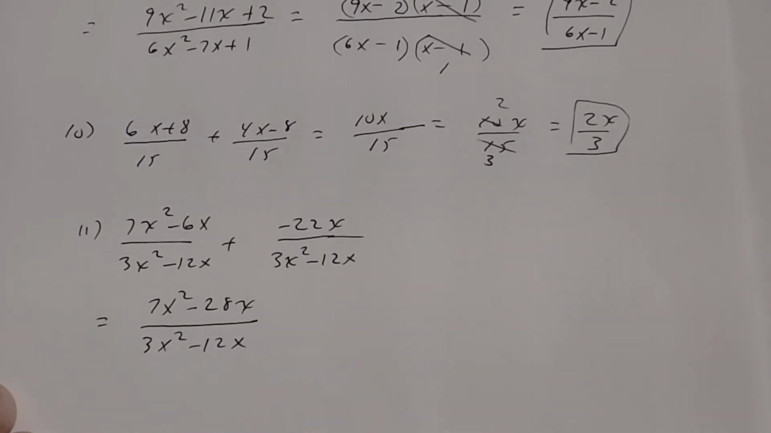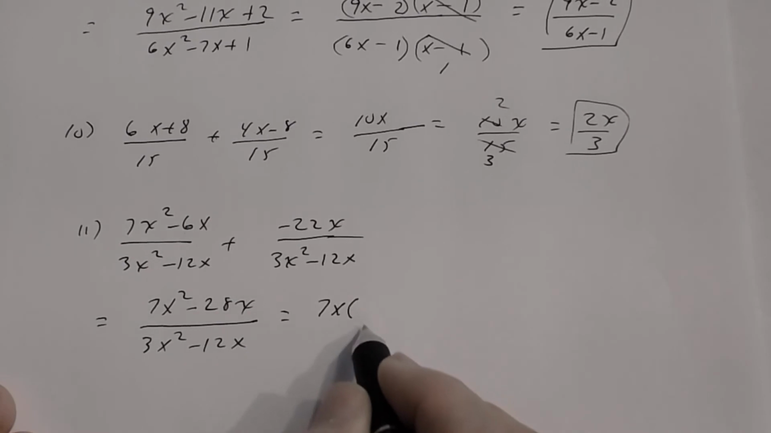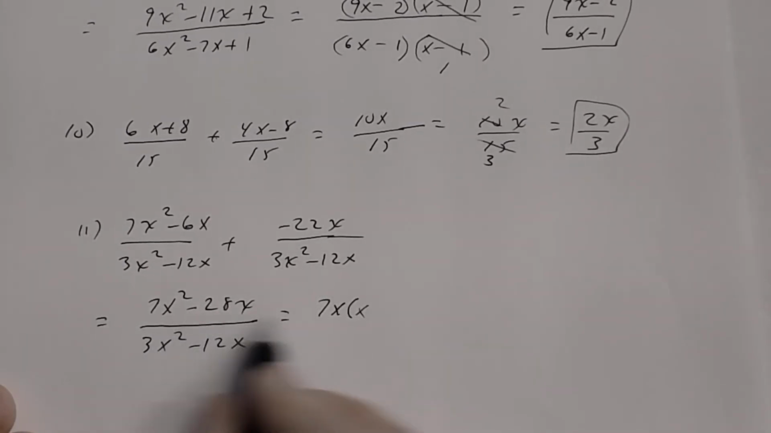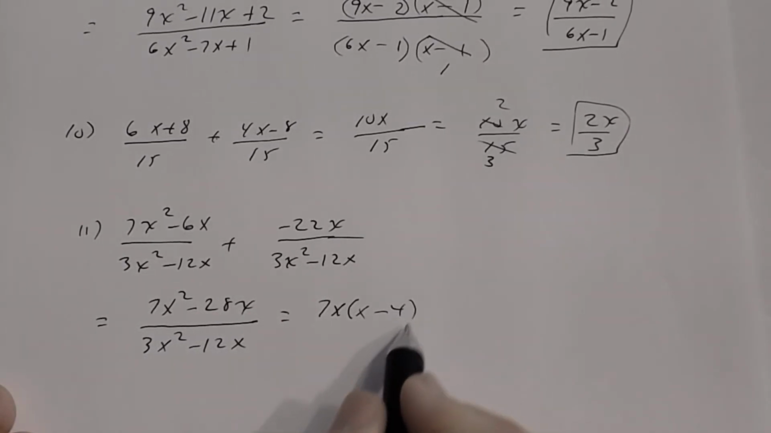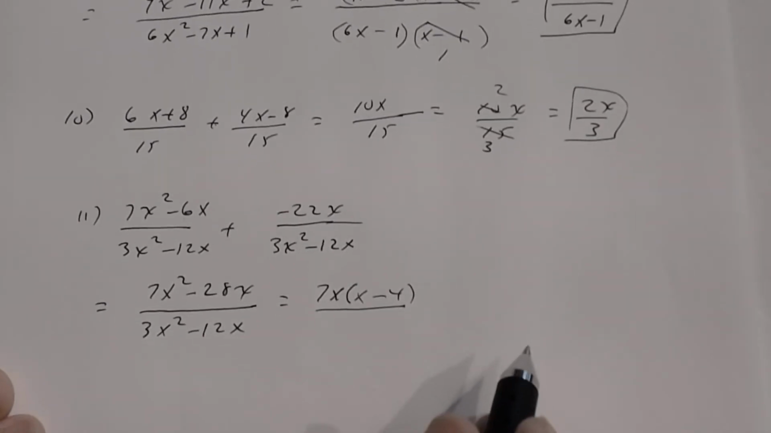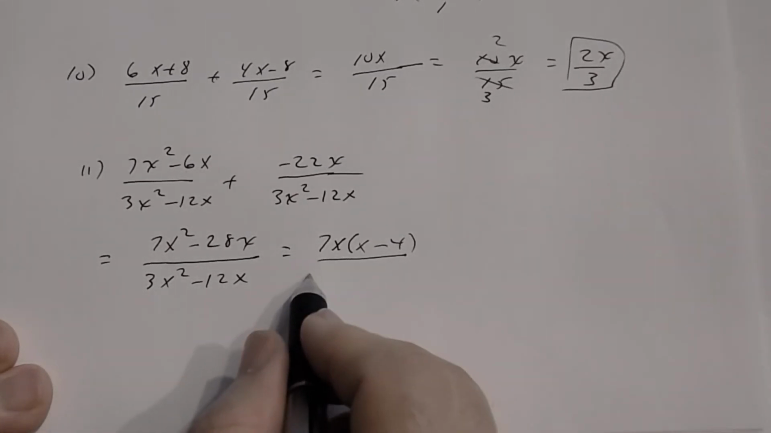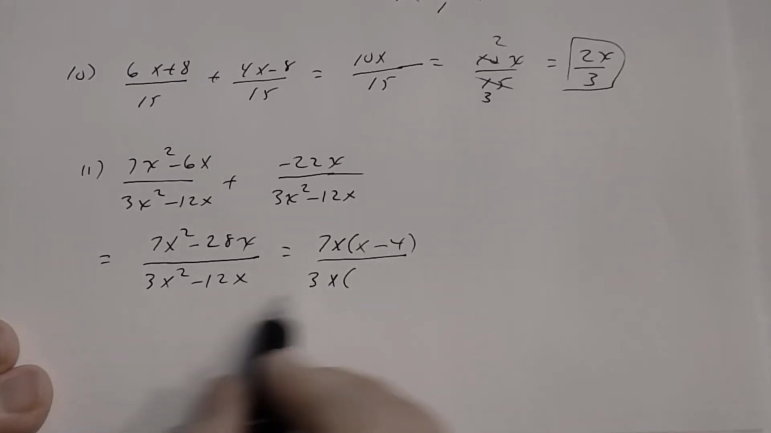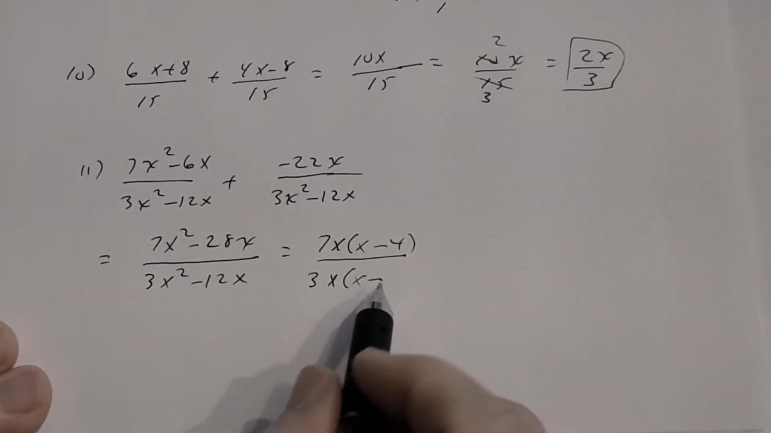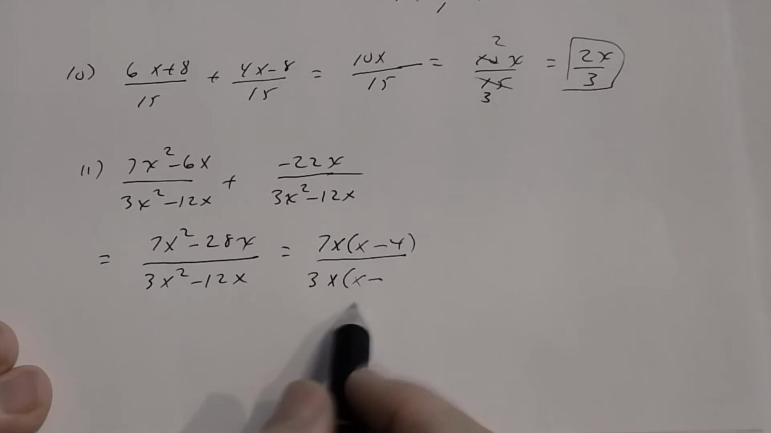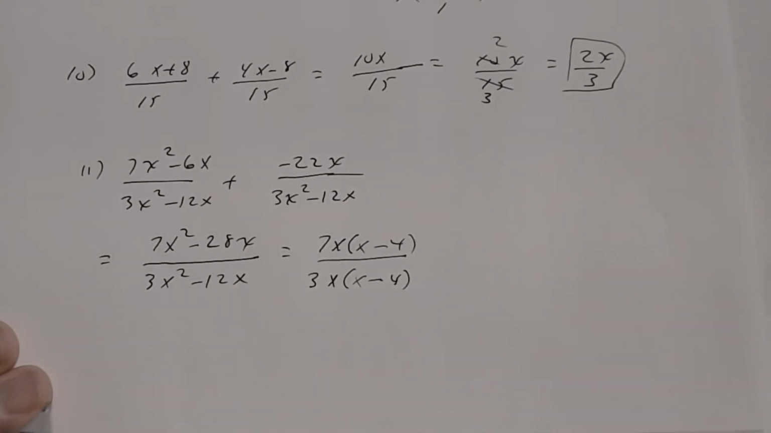Okay? All right, now the next step is to simplify this rational expression. Now, to simplify a rational expression, you've got to factor first. So if I look at the numerator, it looks like I can factor out a 7x, right? So I get 7x times x minus 4. In the denominator, it looks like I can factor out a 3x, so I get 3x times x minus 4, since 3x times x is 3x squared, and 3x times 4 is a negative 12x.